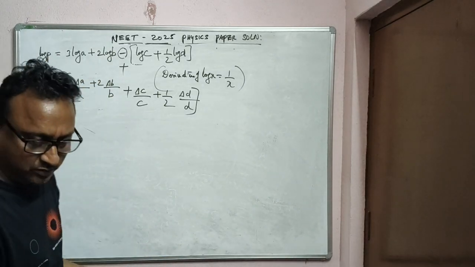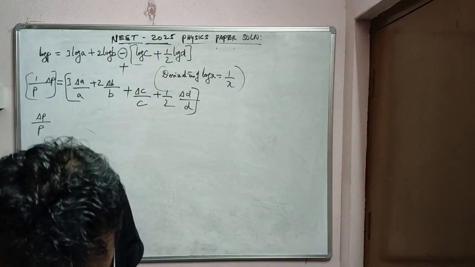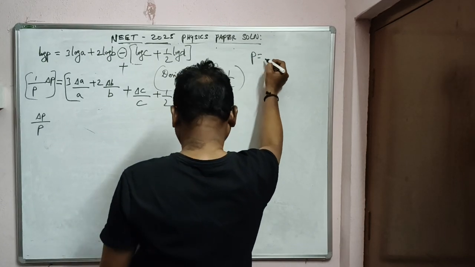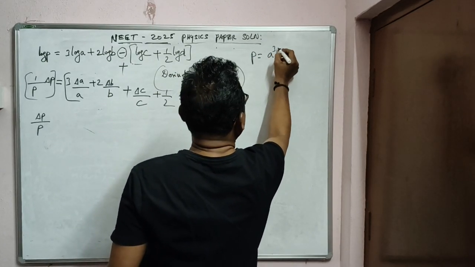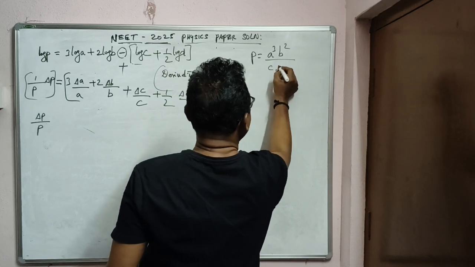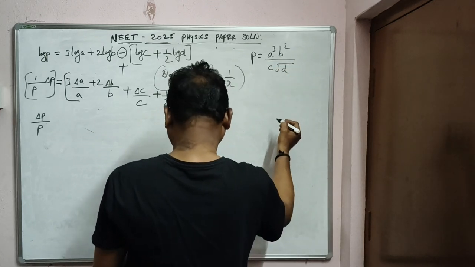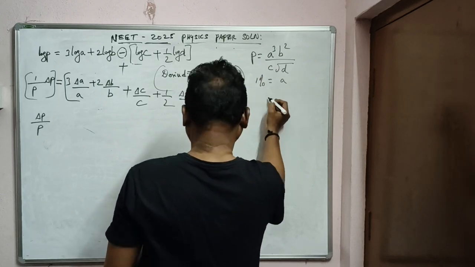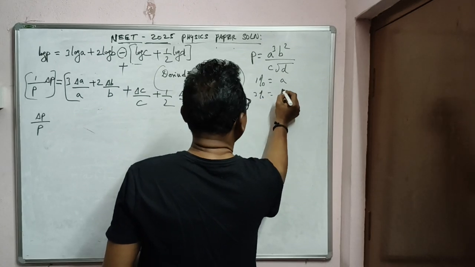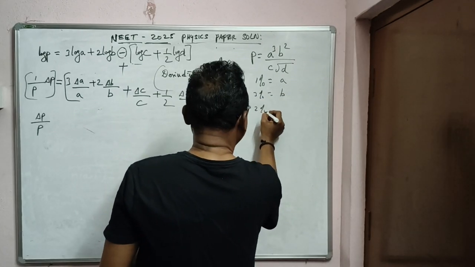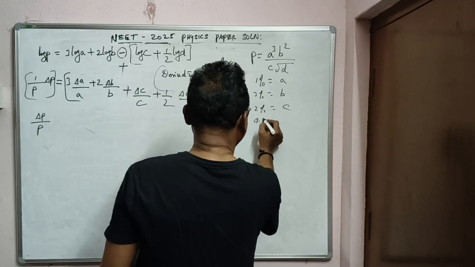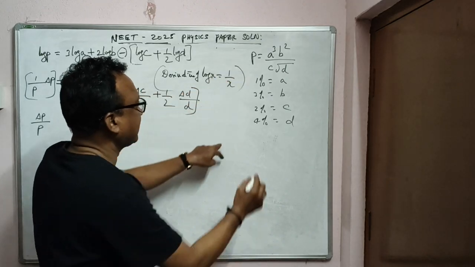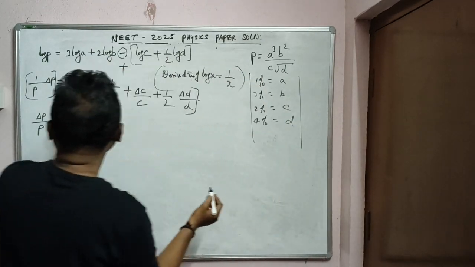Now what was the question? Here it is given as p is equal to a cube b square by c root d. What is the percentage error? 1% in A, 3% in B, 2% in C, 4% in D. So what will be the percentage error in P, it is asking. This is the given term. So here we will apply now.